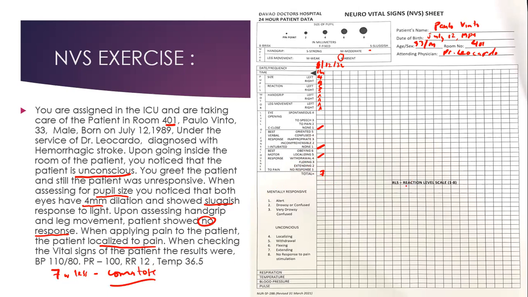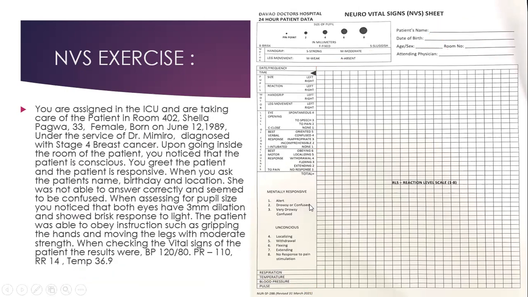Now, sa RLS naman, so localizing, so dito siya sa localizing. Yan. Then respiration, 12. Then temperature, 36.5. Then blood pressure is 110/80. So make sure na nasa loob ng box, okay? Then pulse rate is 100. Yan, sulat nyo dyan. Okay? So nakuha ba? Let's try another exercise. Another exercise. Okay, ready na?